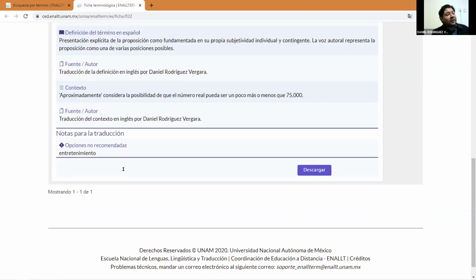We also include this part, notes for the translation, that includes non-recommended options, such as entretenimiento, which is the literal translation of entertain. And finally, you can download all the information of the terms. Here you have this button where you can download the information.